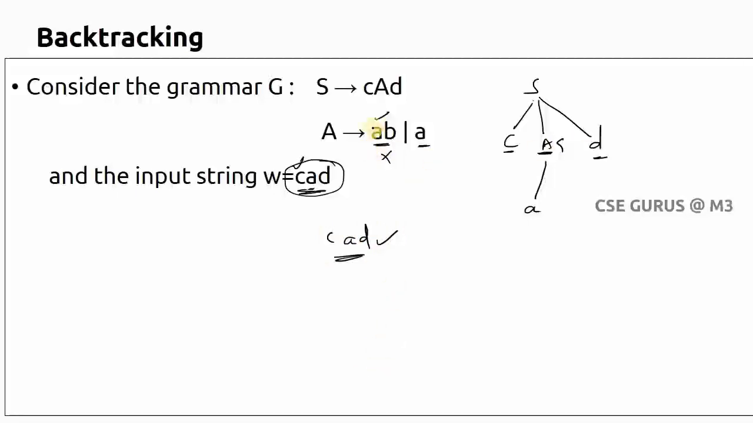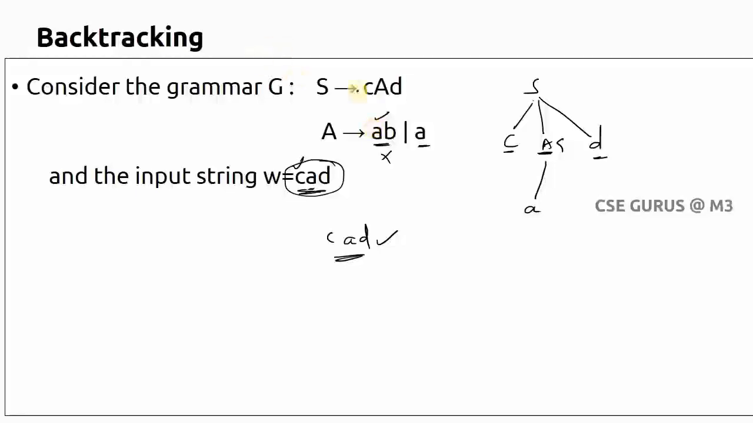So like this you can derive an input string with respect to a grammar in the concept of backtracking, simply checking for the alternatives. So this is what we call backtracking in top-down parsing. But what is the disadvantage? Of course, it is a very time-taking process.